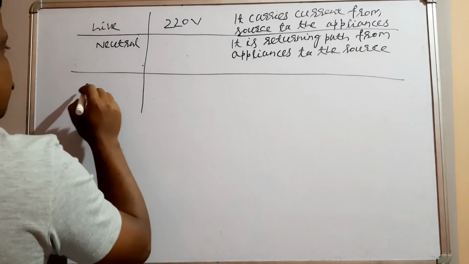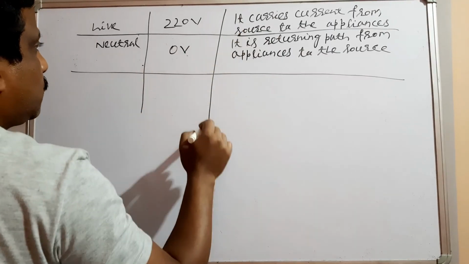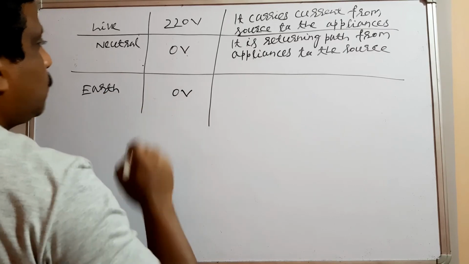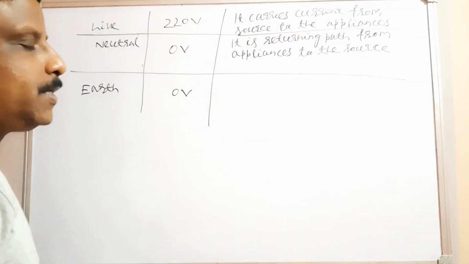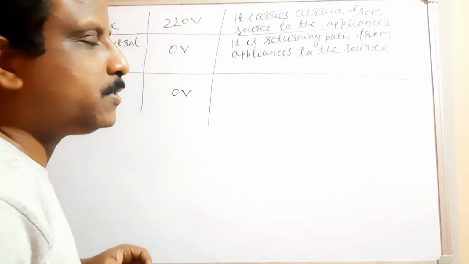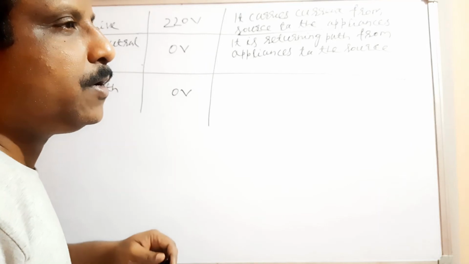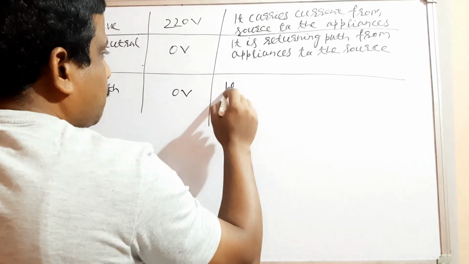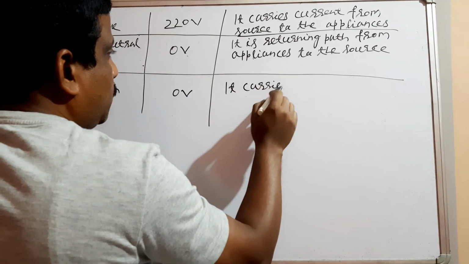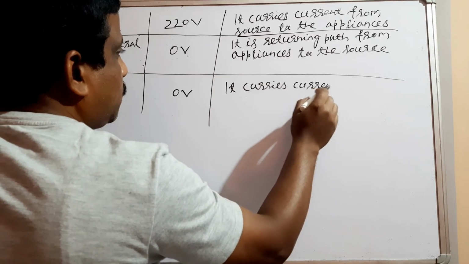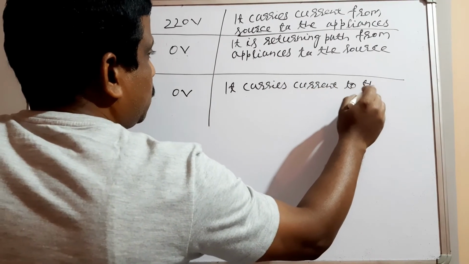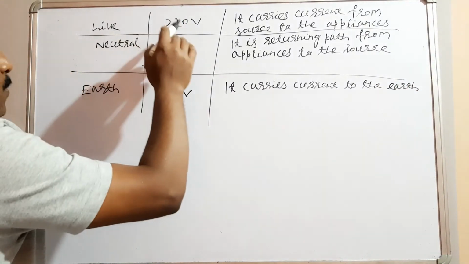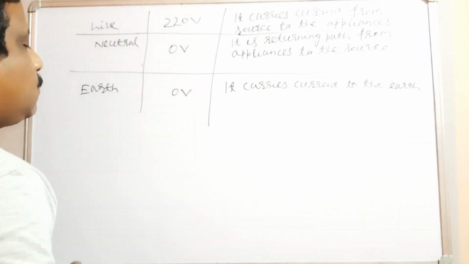Then the earth wire. This is at 0 volt, the earth wire is also 0 volt. So what is its function? If there is an excess supply of current from the source or from the mains, then it is the path to carry the current to the earth. So it carries current to the earth. Clear? Its potential voltage you know and its function you know now, for all the three wires.